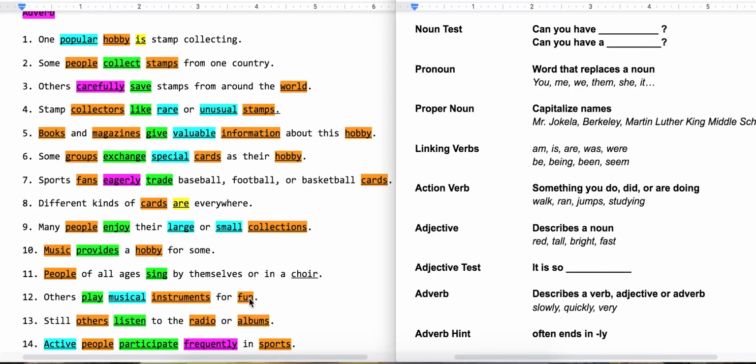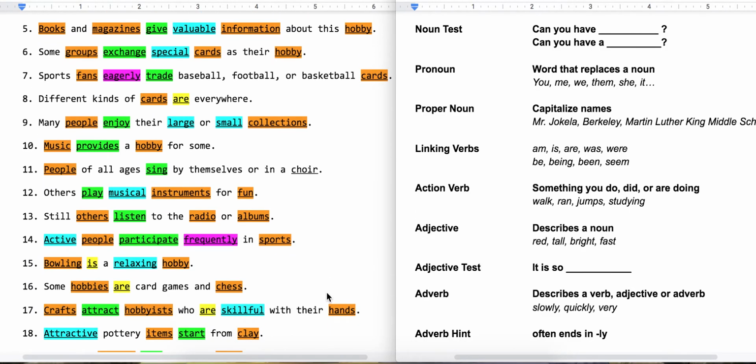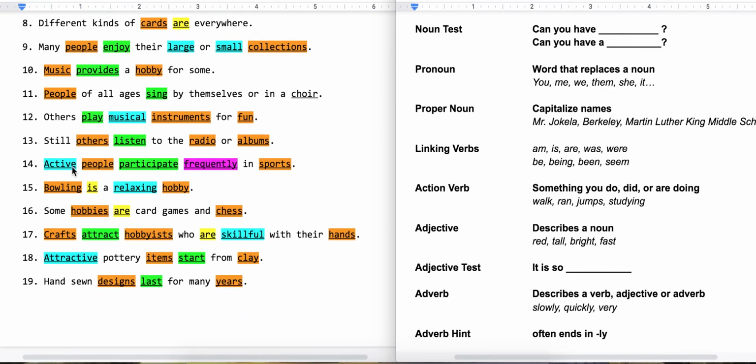Fun is a noun. It's something you have. You have fun. Others is a pronoun. So it's replacing people. Still others is talking about people. So it's a pronoun. Listen is a verb. It's something you do. You listen. Radio. Can you have a radio? Yes. Albums. Can you have albums? Yes.